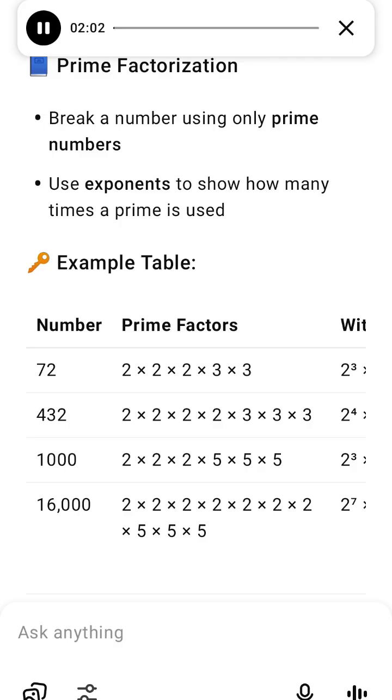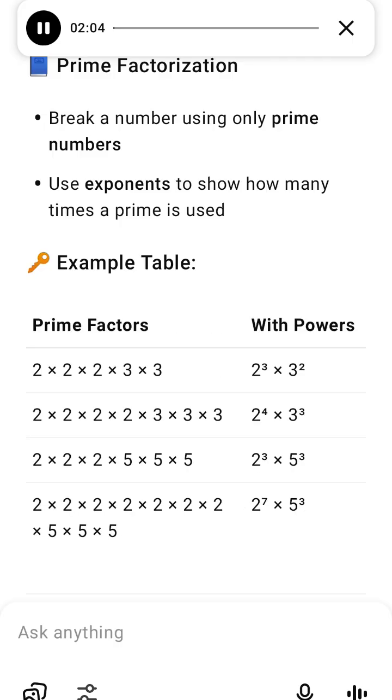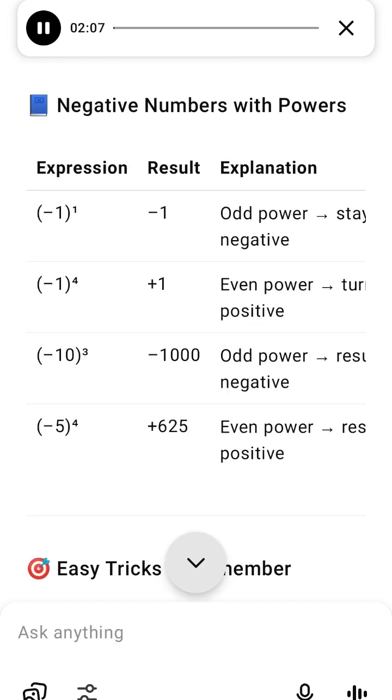Even power, negative key equals minus 8. Minus 1 to an odd power stays negative. Minus 1 to an even power becomes positive. 1 to an odd power is negative again. 1 plus 1, even, positive again.